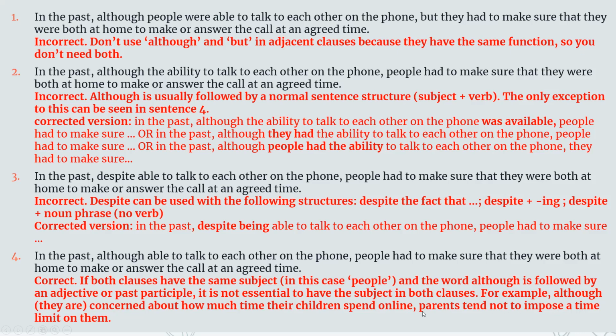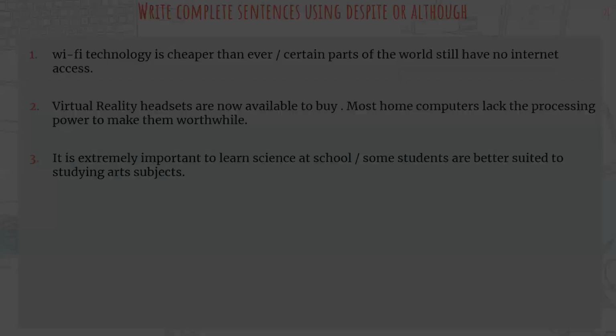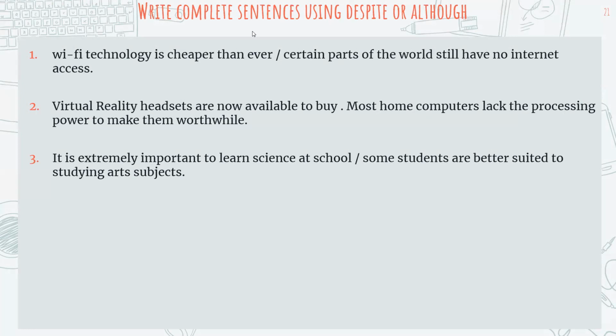Parents tend not to impose a time limit on them. Okay, now an exercise: write complete sentences using despite or although. Here you have 3 examples, and of course, more than one answer could be possible. So I want you to pause the video, get a piece of paper and a pen or a pencil, and try to do this exercise on your own. Write 1 or maybe 2 possible answers. Okay, and come back when you're done.